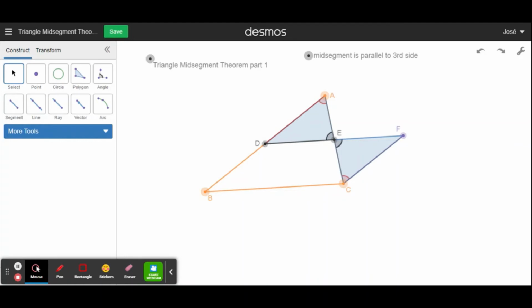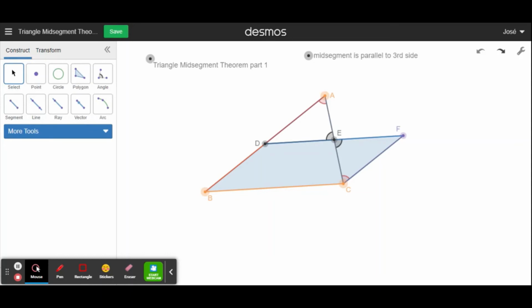Now, segment DA is congruent to segment BD because D is the midpoint. And segment FC is congruent to DA, so it's also congruent to DB. So it turns out that segment BD and segment FC are congruent and parallel, which means that that shape is a parallelogram.